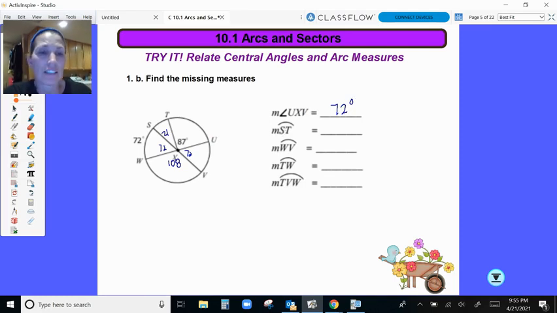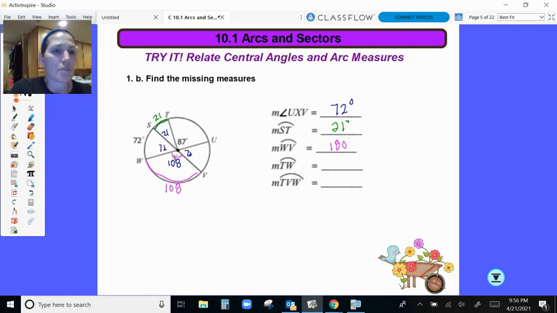What's the measure of arc ST? So look at my arc ST right here. My central angle is 21, so this one must also be 21, so that will be 21 degrees. Measure of arc WV. So arc WV, I'll get a different color here. Here's my arc WV. This is my central angle, so that must be 108 also. So we have 108 degrees for that.